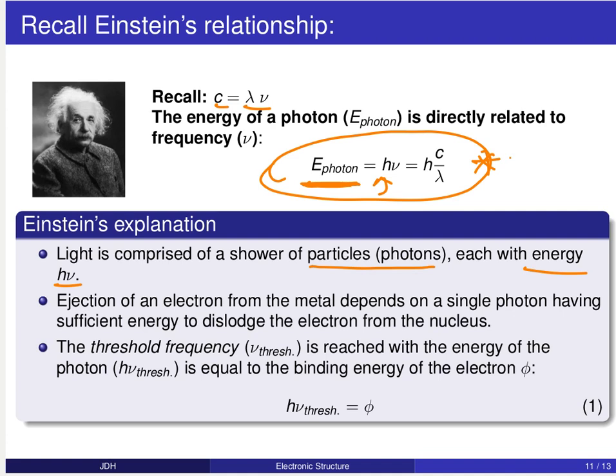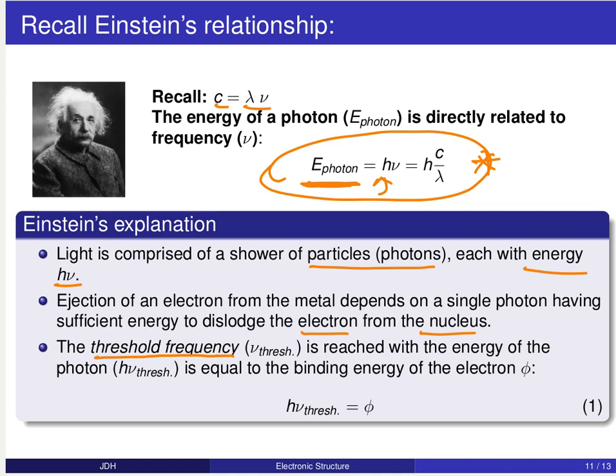Now, the ejection of an electron from the metal depends upon a single photon having sufficient energy to dislodge the electron from the nucleus. Or in my analogy, a tennis ball having sufficient energy to dislodge a piece of drywall from the wall itself. And the energy associated with this removal process is basically related to this threshold frequency.